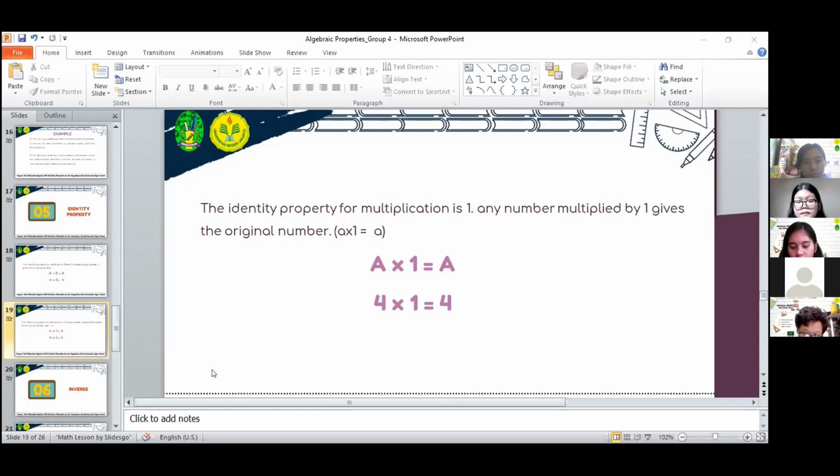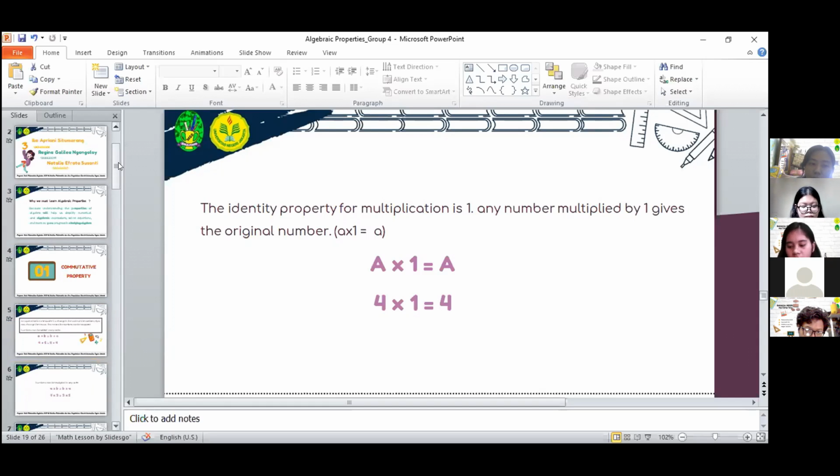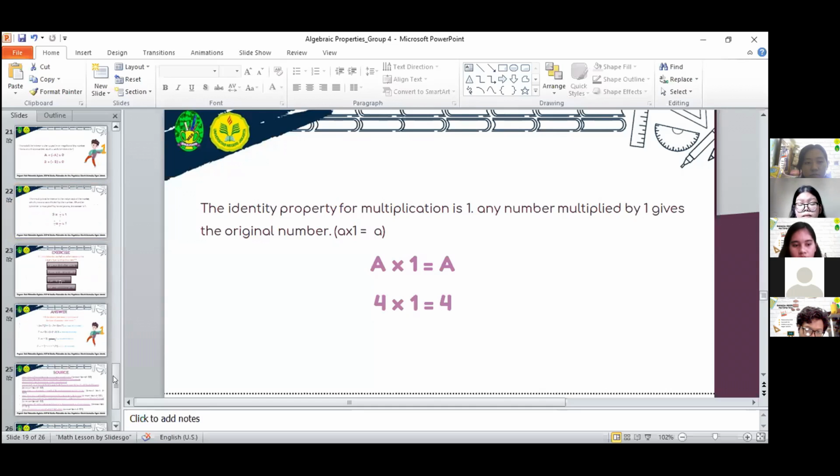Okay, I have a question for this group. Maybe you can write it on your slide. I have an example of how algebraic properties play a role in this problem. You can add a new slide.